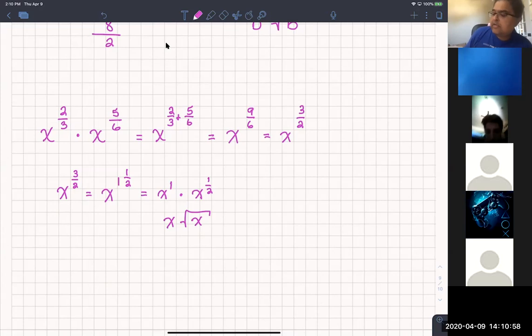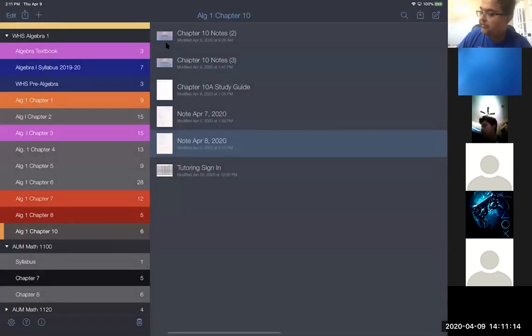Do I have any more problems with adding, subtracting, multiplying, all of that stuff? Any problems with rational exponents? No, sir. All right.